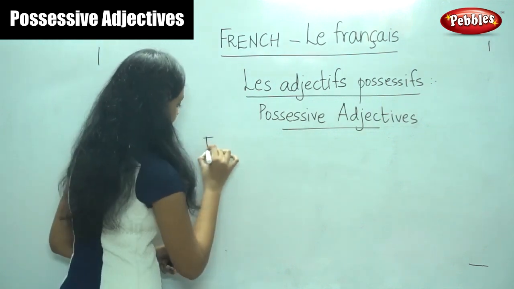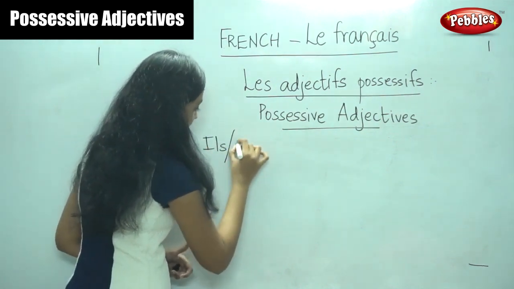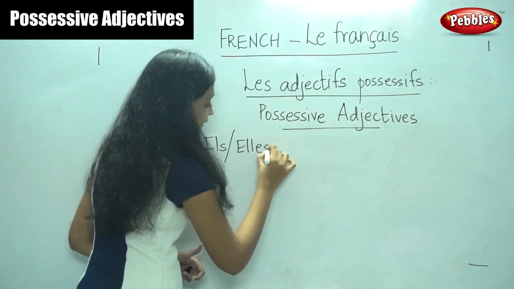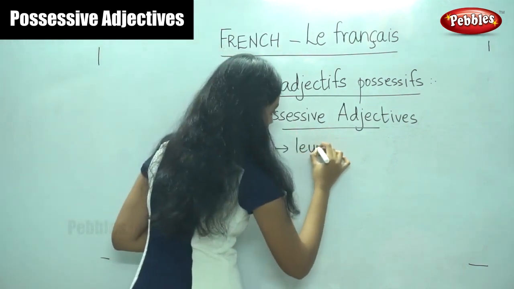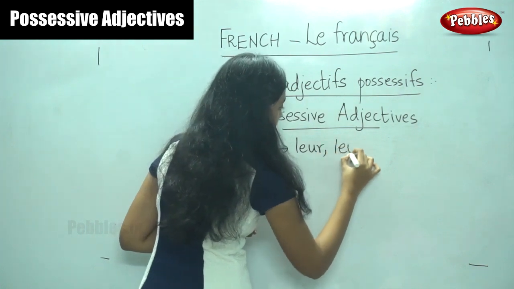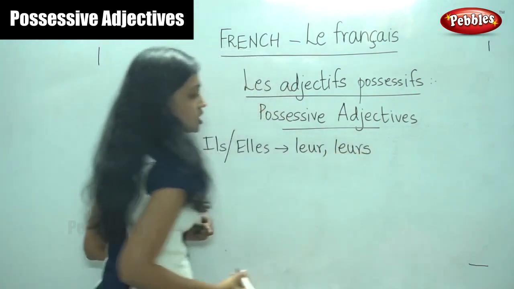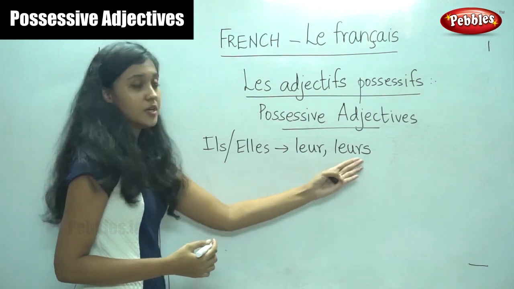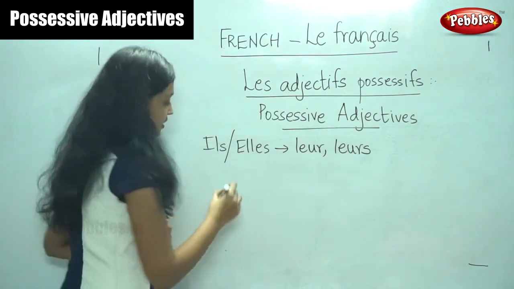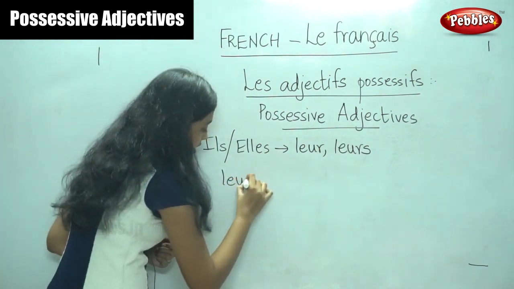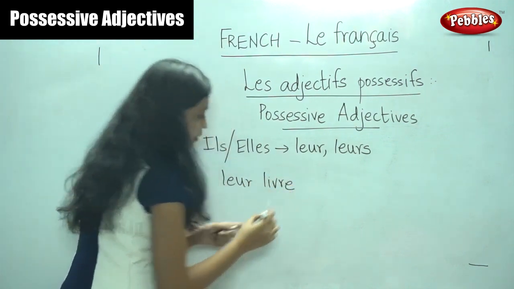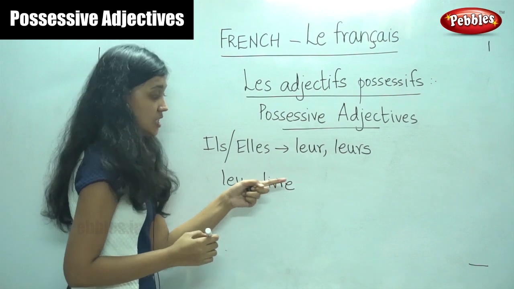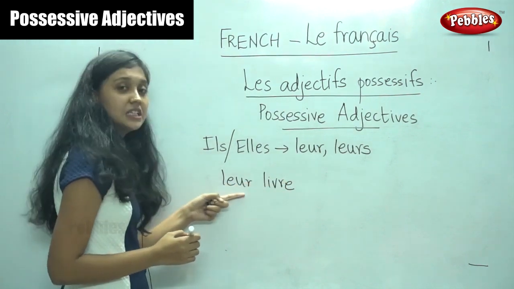Next, for il and elle, we have two possessive adjectives. They are son and sa. Both these words mean his or her. Le livre. Because the noun is in the singular form, we write son.